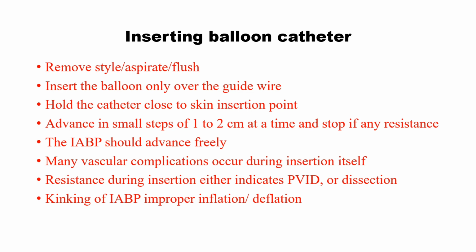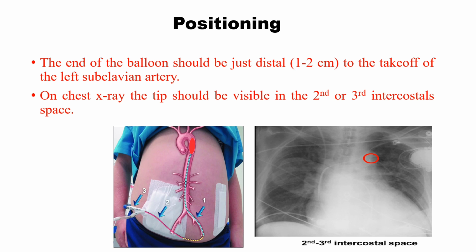So kinking of the IABP, improper inflation and deflation. Coming to the positioning: after inserting the catheter, we have to see whether the IABP catheter is in position. The end of the balloon should be just distal, 1 to 2 cm to the takeoff of the left subclavian artery. How do we check the position?